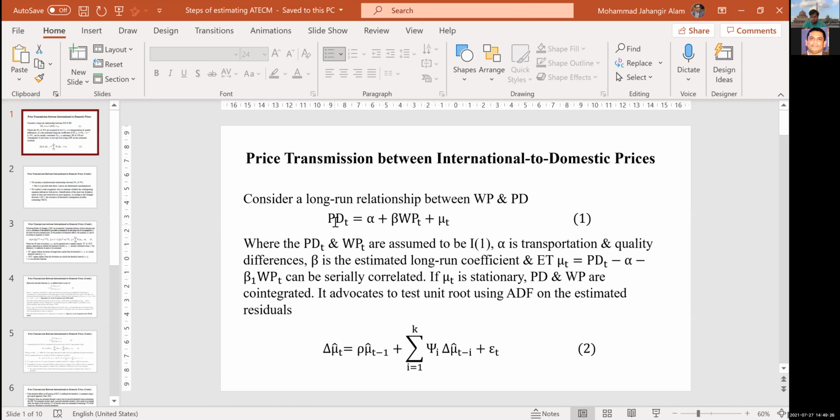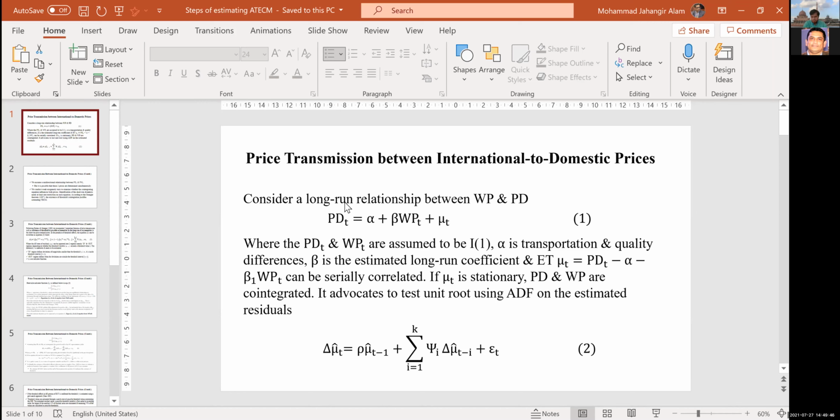Our target is to say that this variable is integrated when the level variable has a unit root, but when we do the first difference, we do not see any unit root problem there. Similarly for the world price case.